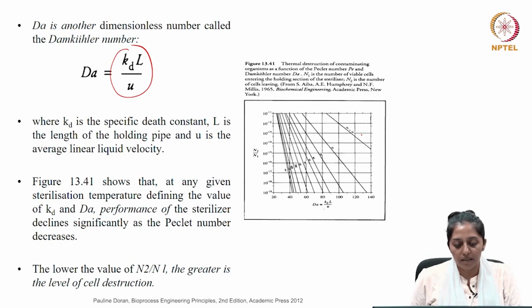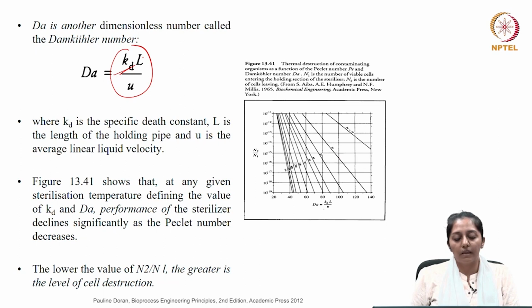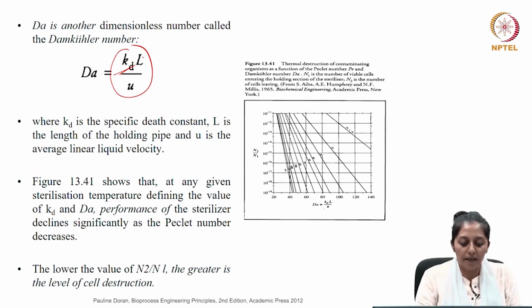At a given sterilizer temperature, the sterilization temperature would define your Damköhler number, as Kd would be a function of temperature, given the length of the holding section and the linear liquid velocity. And this N2 by N1 will be lower, which means better sterilization and a greater level of cell destruction, with higher Peclet numbers, which means lesser axial dispersion.